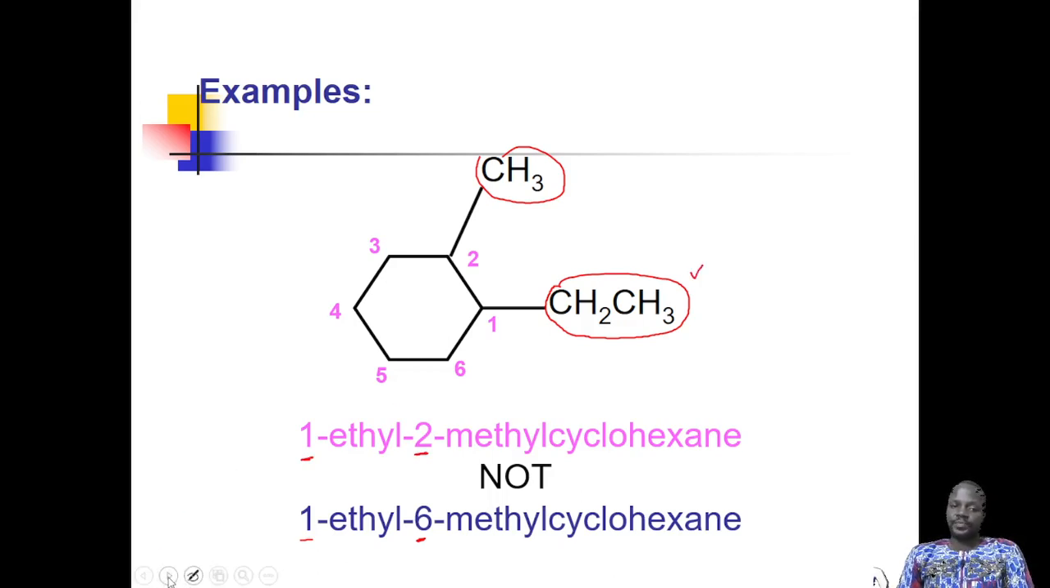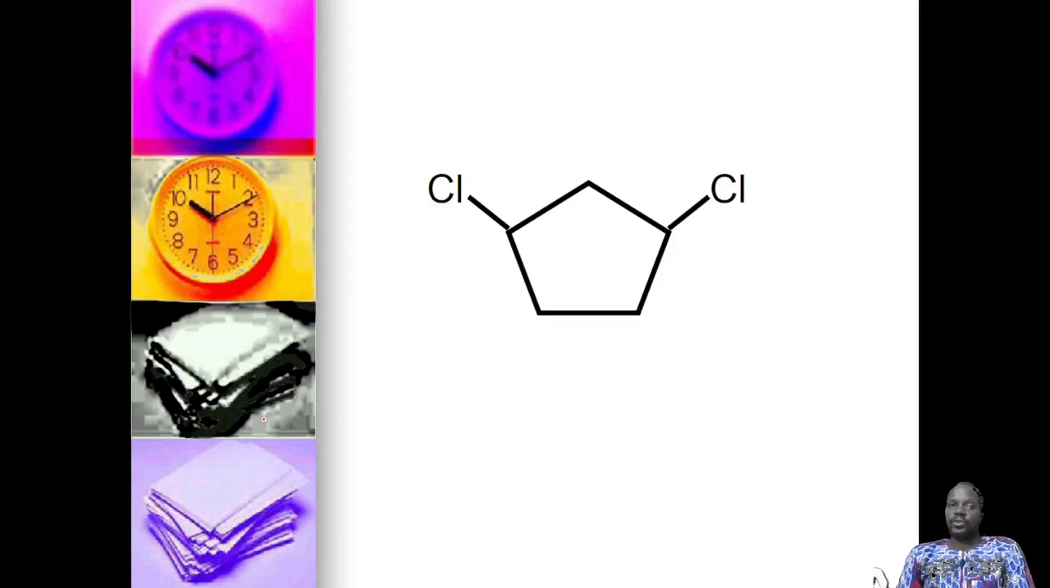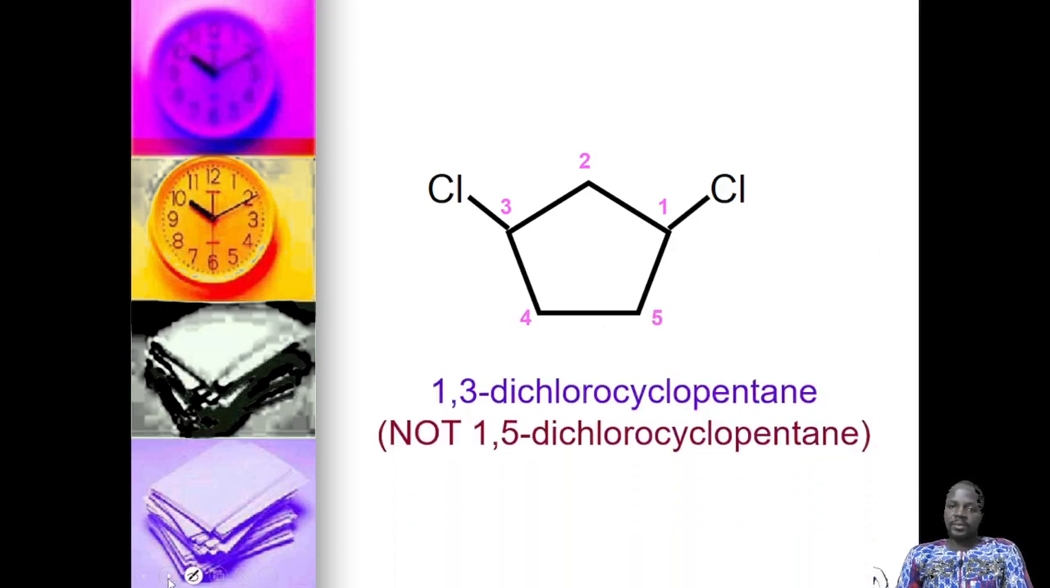The next one is also more like the same thing we have studied. So follow the same thread when you are labeling. We have something similar to what you have studied before. You can say the first one, the second, then the third one. So the substituents are on the first and the third carbons, and it's very simple. That is 1,3-dichlorocyclopentane.